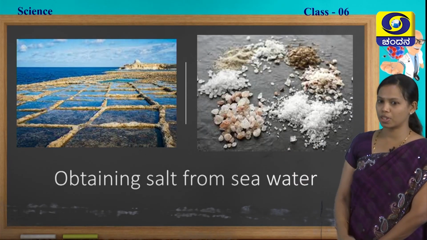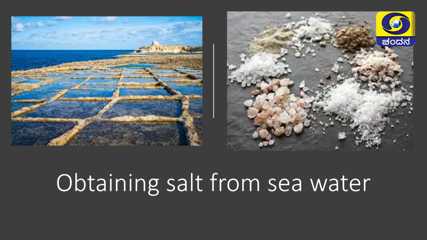What do you see in the picture? It is nothing but obtaining salt from sea water. Sea water consists of many salts, and among them, common salt is one. What should we do? First, we have to make shallow pits like that. After that, we allow the sea water to fill them.